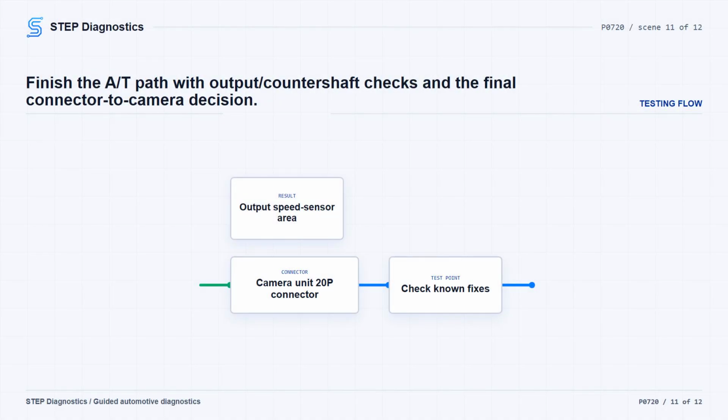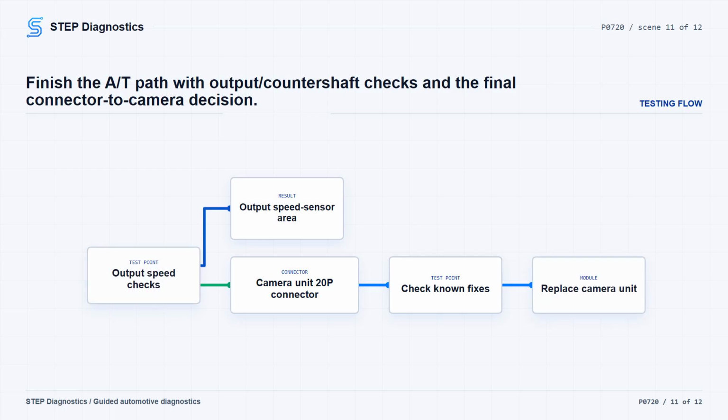Next, run the output shaft or counter shaft speed sensor related checks. Again, do not skip this just because the PCM or TCM is not storing the related output shaft speed sensor codes. If that check is not okay, the fault is in the output shaft speed sensor related area. If the check is okay and the failure has been duplicated, inspect the multipurpose camera unit 20P connector for loose terminals and poor connections. Check for any applicable service information related to the codes or symptoms being diagnosed. If those checks are okay, replace the multipurpose camera unit.